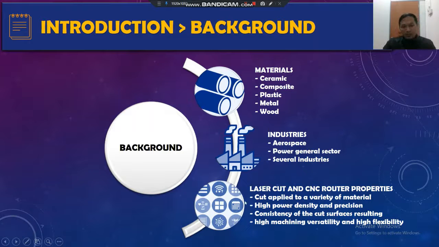So this is my background for my project. For material that is used for laser cut and CNC rotor, usually ceramic, composite, plastic, metal, and wood material. And for industries, aerospace, power general sector, and several industries. For laser cut and CNC rotor properties, the laser cut is applied to a variety of material, with high power density and precision, consistency of the cut surface resulting, and high machining versatility and high flexibility.